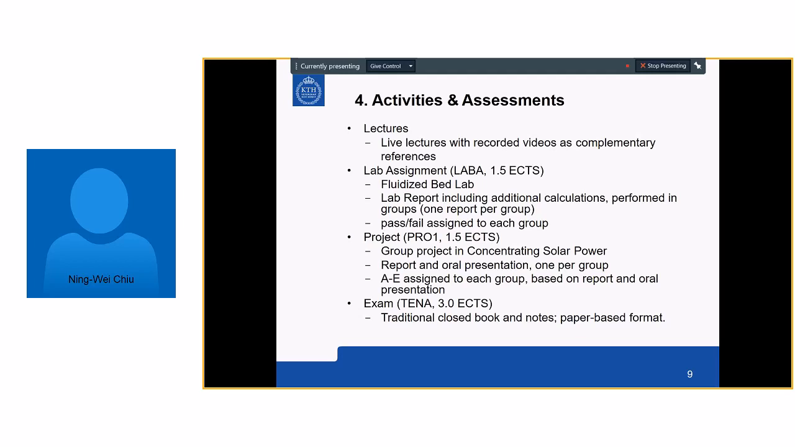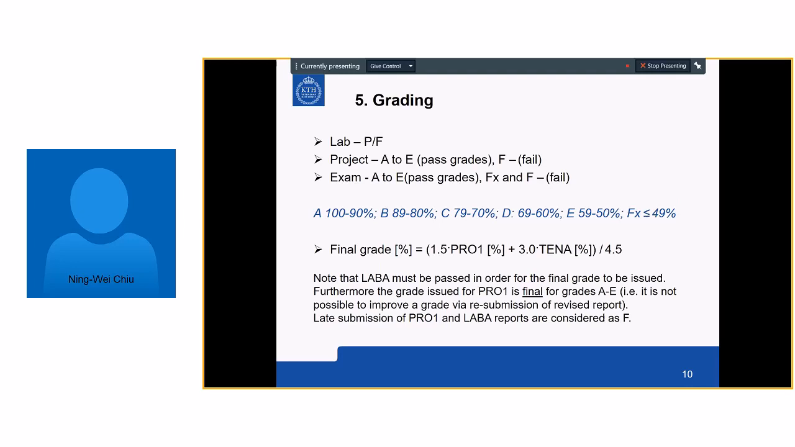Regarding the grading, earlier we said the lab will be pass or fail, the project will be A to F, where F is non-desirable. And then for the exam, we have an additional grade, FX. If you get FX, which is the borderline between E, the lowest passing grade, and F, fail, you will be given a possibility to catch up to get an E. But still try to get as high a grade as possible from the beginning.